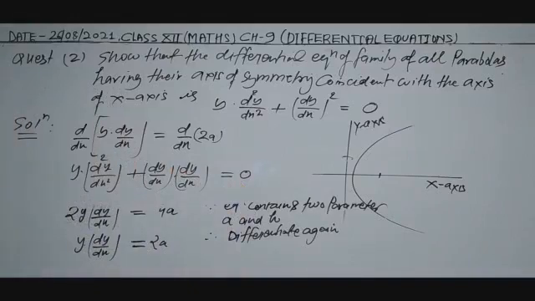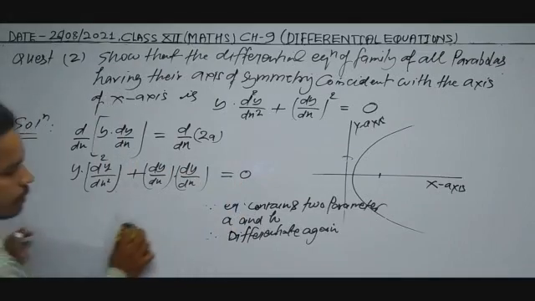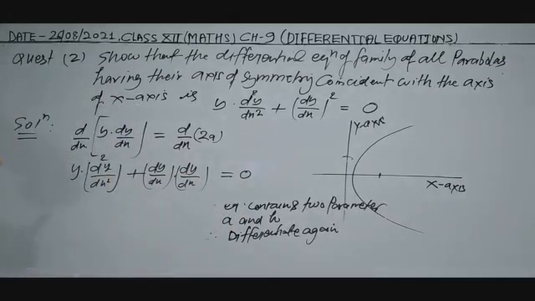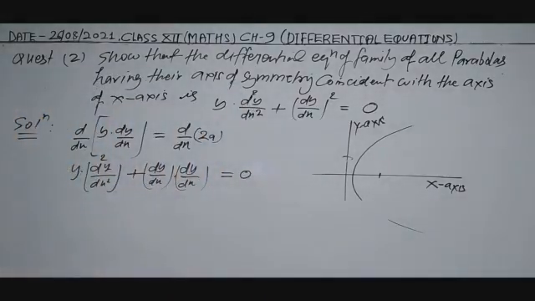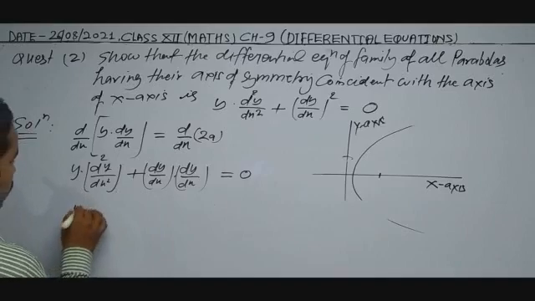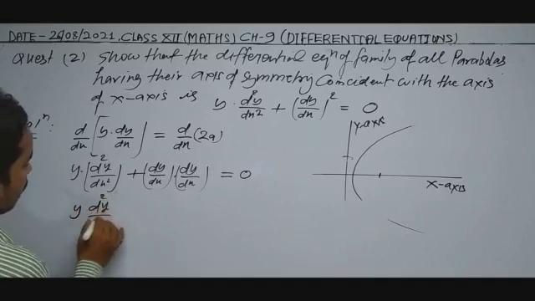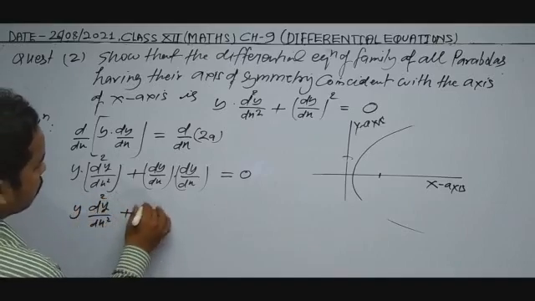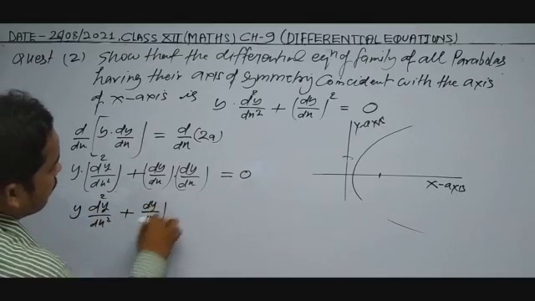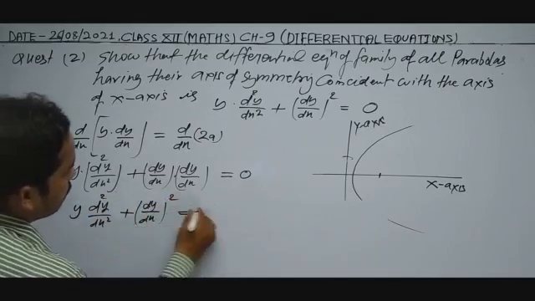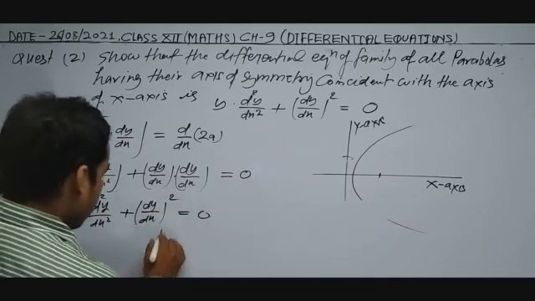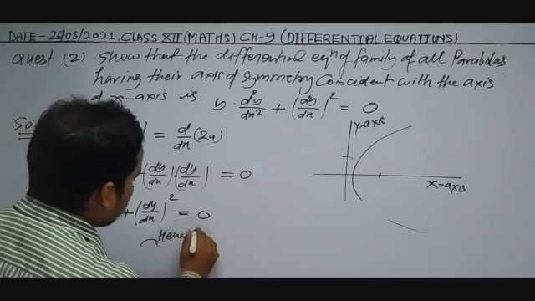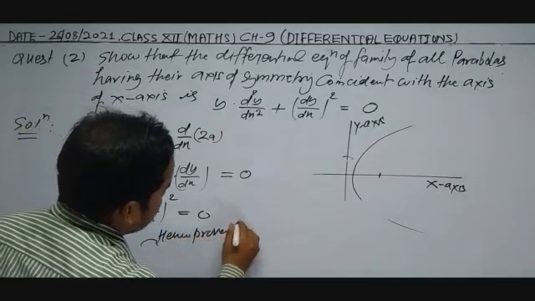Now again we can write this equation: y times d2y by dx2 plus (dy by dx) whole square is equal to 0. Hence proved.